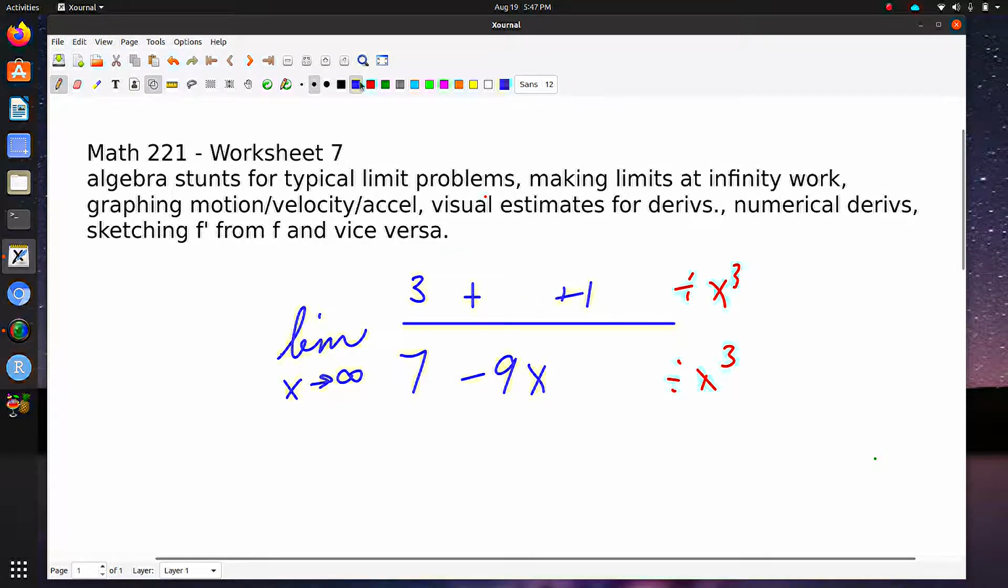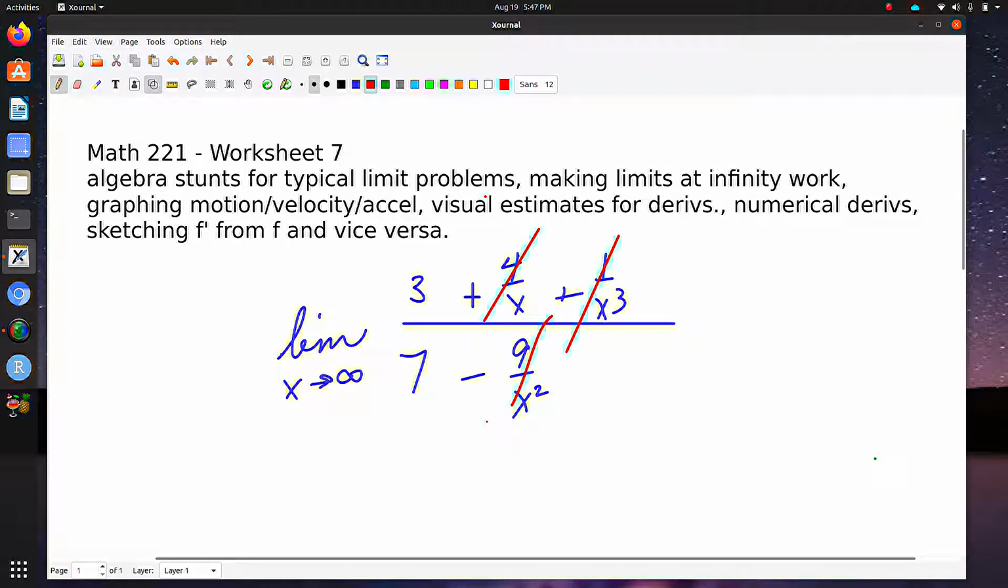So you get 4/x over here and you get 1/x cubed. This becomes minus 9/x squared. Then when you go to infinity, then all these pieces drop out. Okay, so that's the easiest way to explain that one. So now you can deal with exponentials that are paired like that.